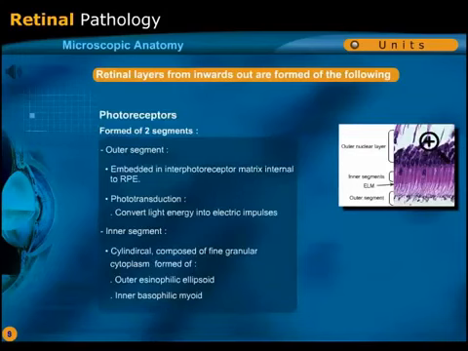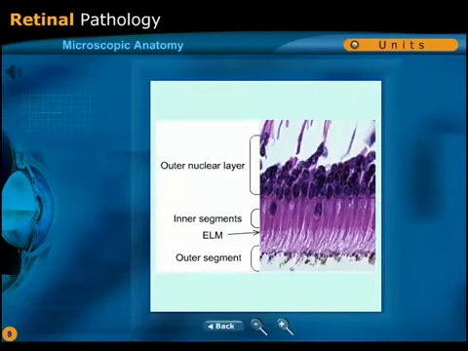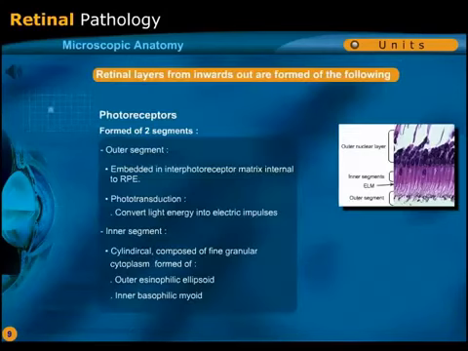Photoreceptors are formed of two segments: the outer segment, embedded in the interphotoreceptor matrix internal to the retinal pigment epithelium. Phototransduction converts light energy into electric impulses. The inner segment is cylindrical, composed of fine granular cytoplasm formed of an outer eosinophilic ellipsoid and an inner basophilic myoid.